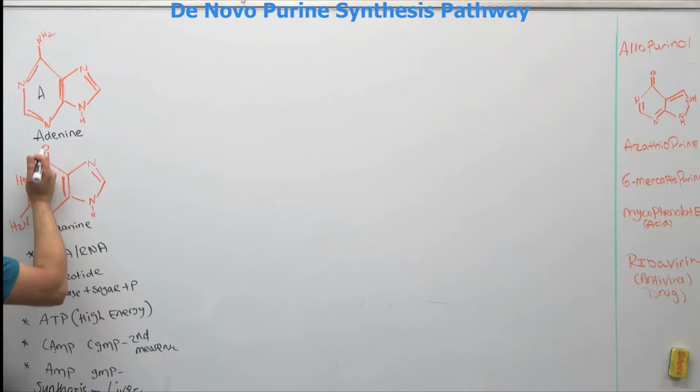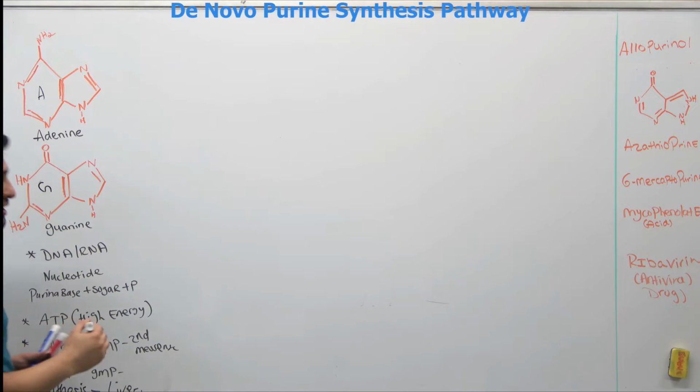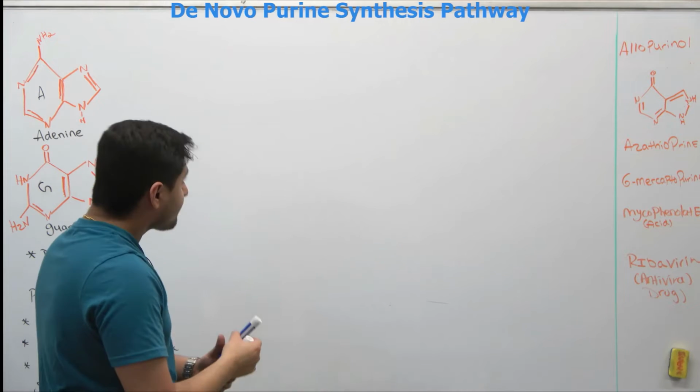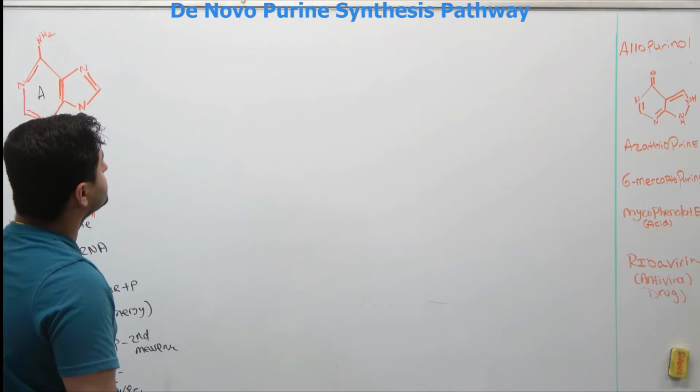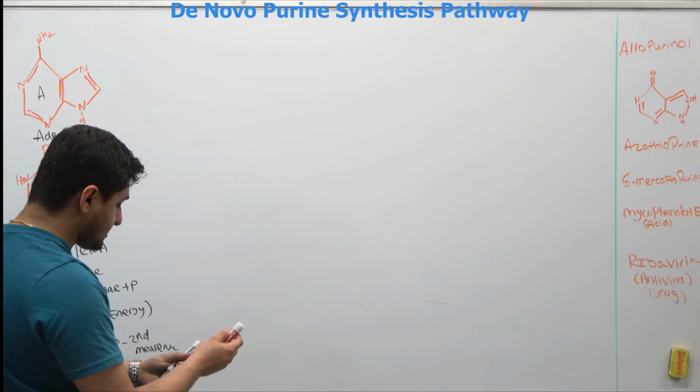This is guanine, all right? So basically we have to make this structure together. Now, first we'll start with the purine synthesis, right? So we're synthesizing this purine. To do that, you have to remember something.